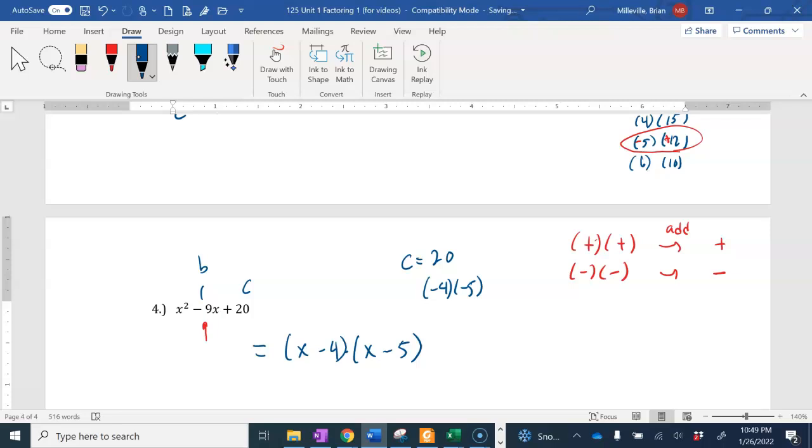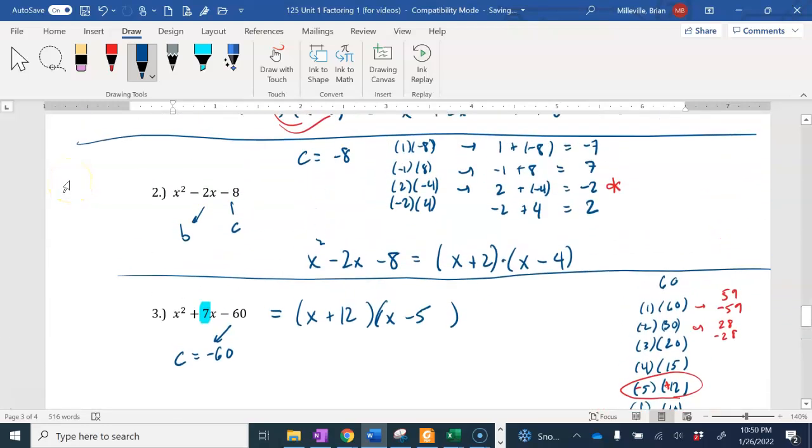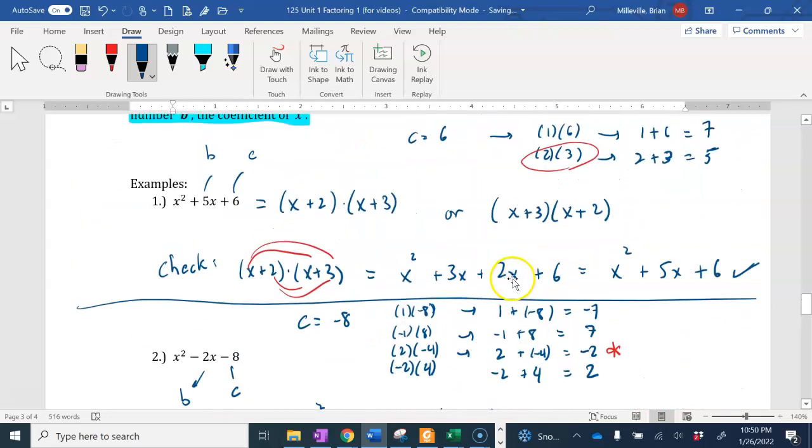These 4 examples do showcase all of the possible sign patterns. In this last one, the constant term was positive, the coefficient of x was negative, and therefore both of our factors had to be negative. In the previous 2, the constant term was negative, and therefore one of them had to be positive and one of them had to be negative, as we saw in our results. In the first example, we had all pluses. The constant term and the coefficient of x were both positive, and therefore both of our factors had to be positive.